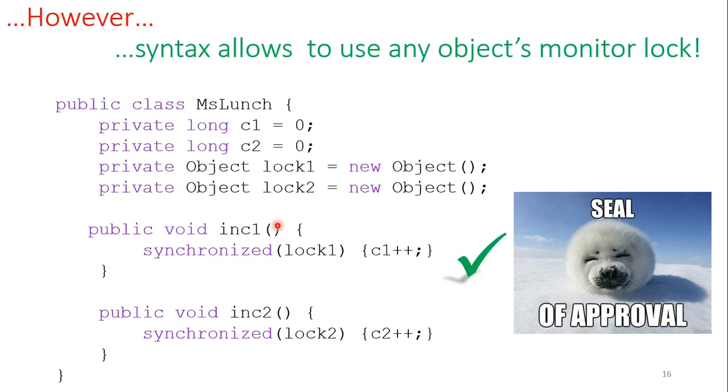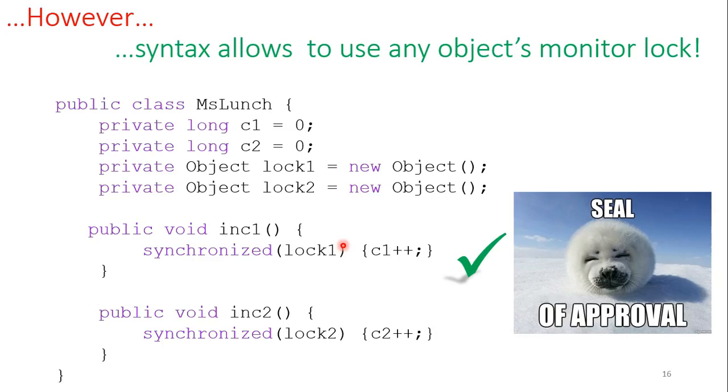But if I have two threads executing in parallel and each one of them calls respectively inc1 and inc2, then the first thread calling inc1 is going to take lock1 and increment C1. The second thread in parallel, without having to wait, is going to take lock number 2 and increment C2. And then when they are done, they both release their lock. Okay? So that brings flexibility.